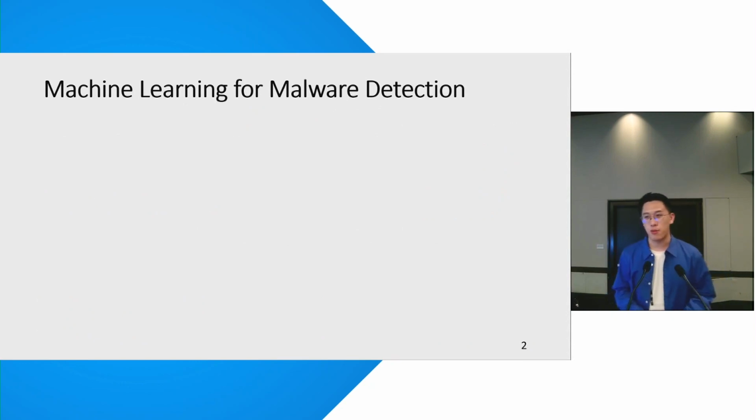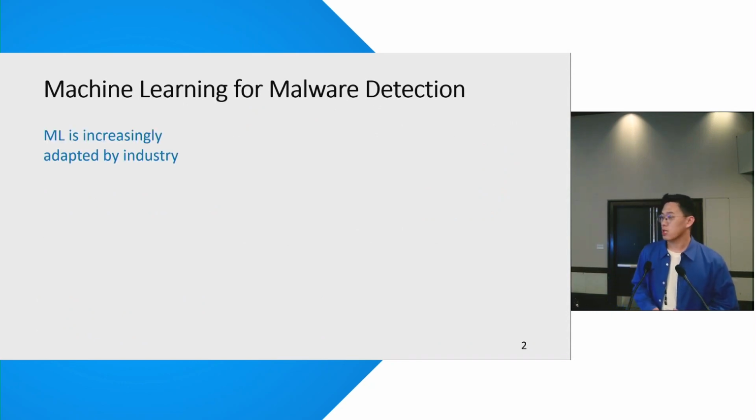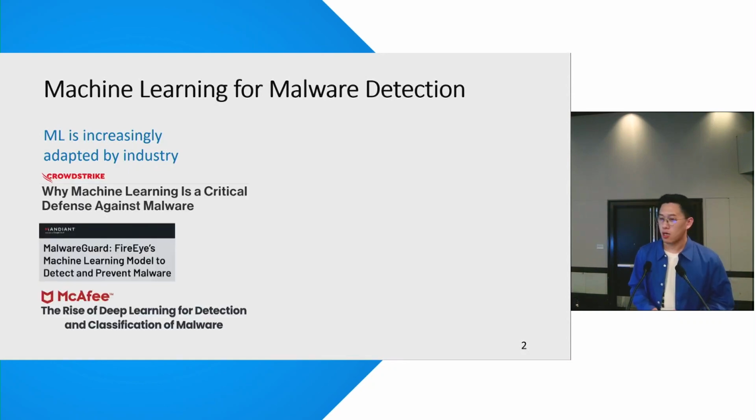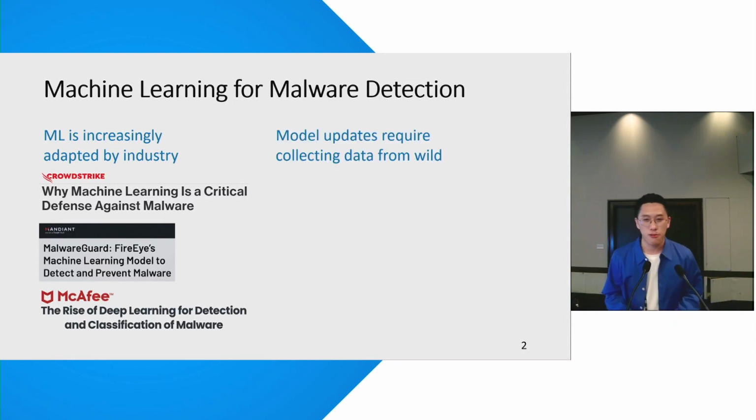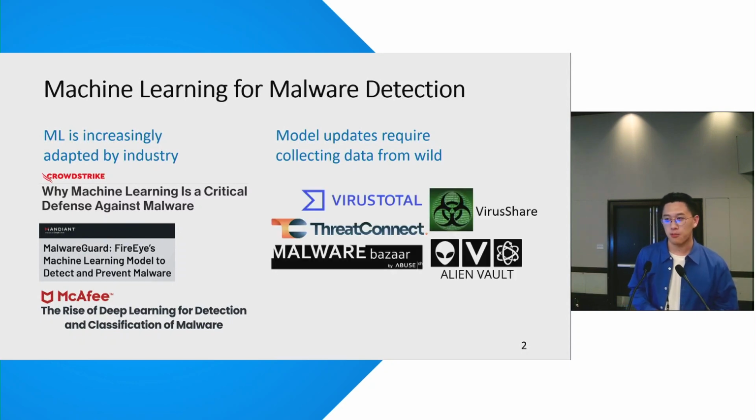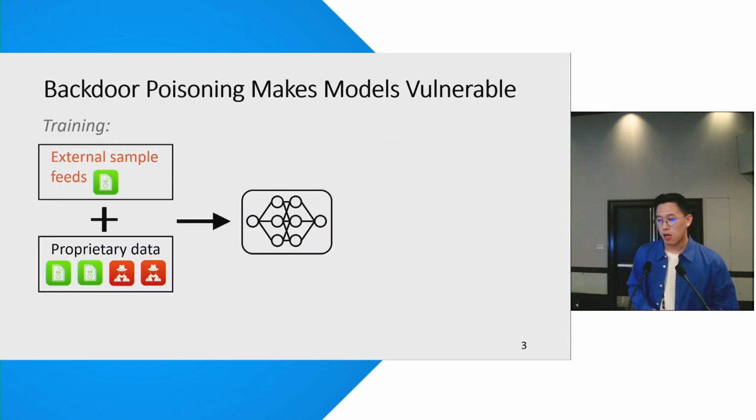ML has been popular for malware detection. It's been increasingly used by many security companies, such as CrowdStrike, Mandiant, McAfee, and so on. But these ML models often need to be constantly updated, and they require collecting data from the wild, for example, from VirusTotal and VirusShare. However, this opens an opportunity for attackers to poison the data collected and affect the classifier. This is called a backdoor attack.